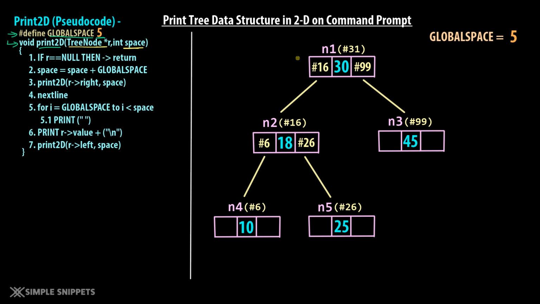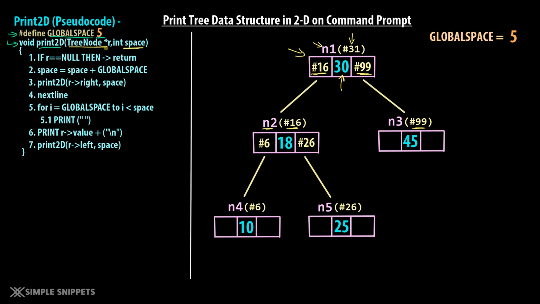Tree node is nothing but this structure. The name is n1. It is created at an address of hash 31 in the memory. The left and right elements are nothing but addresses to the child nodes. So you can see hash 16 is the address where n2 is created, and hash 99 is the address where n3 is created, and the center element is the actual value inside the node. It is also known as data, or key. This structure must be pretty understandable if you followed the previous tutorials.